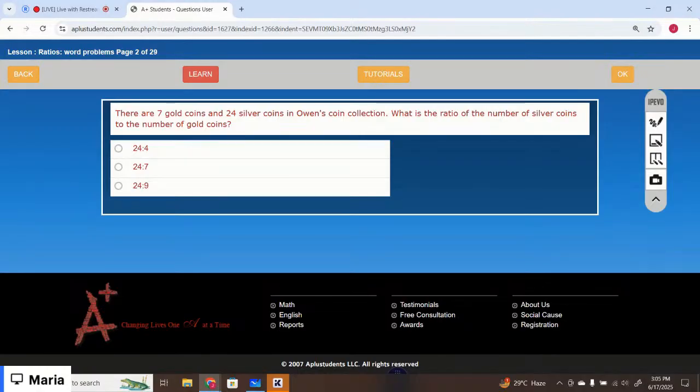There are 7 gold coins and 4 silver coins in Owen's coin collection. What is the ratio of the number of silver coins to the number of gold coins? 4 coins are silver and 7 coins are gold. That is 4 ratio 7. Option number 2 is the correct option.